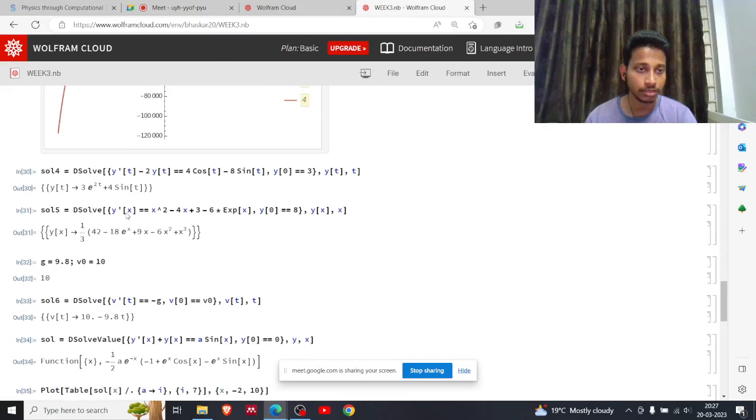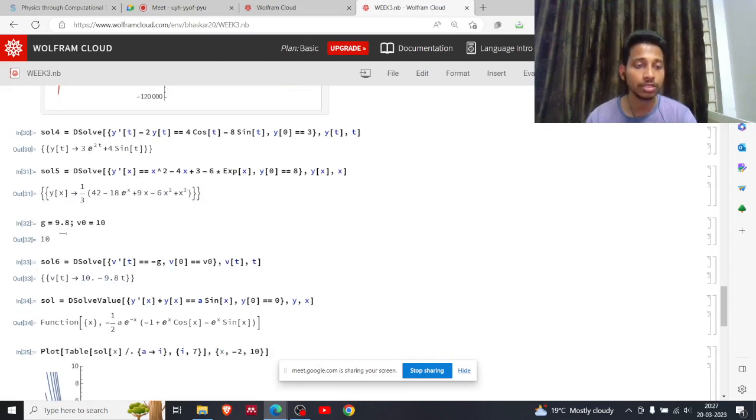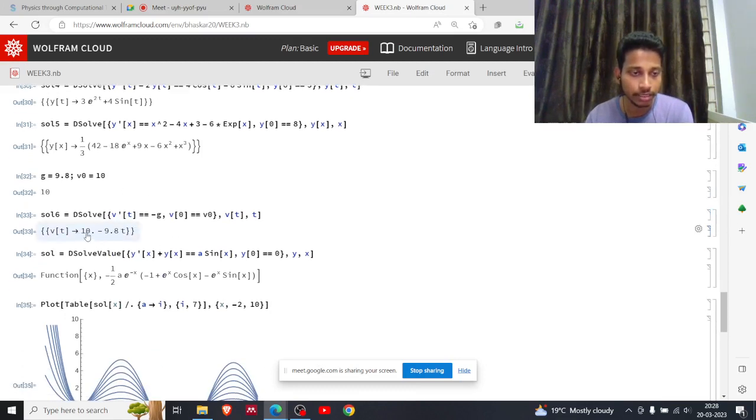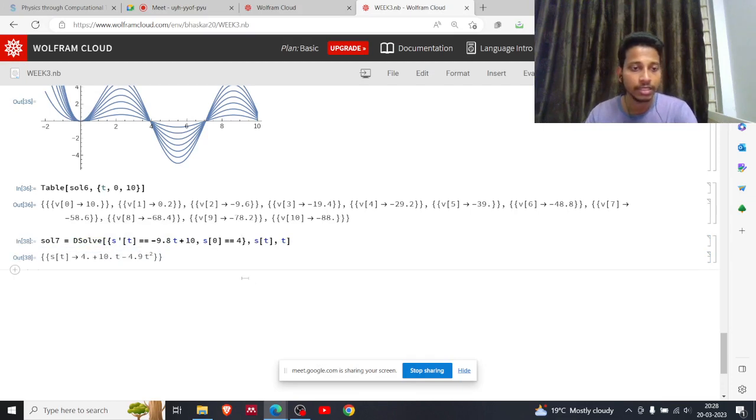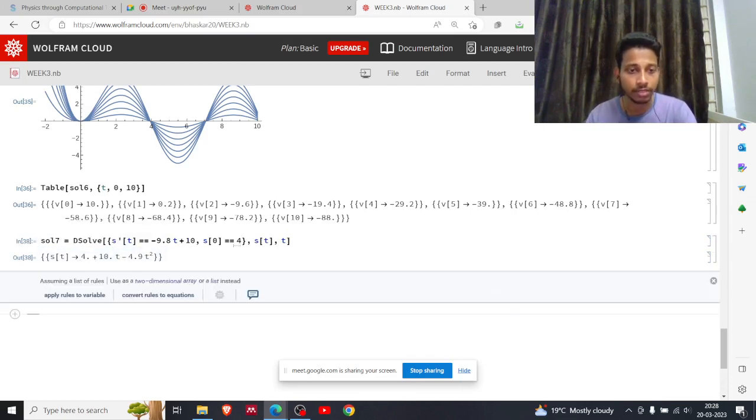So we can see that the problem was that if we have thrown something upward with the initial velocity 10 meter per second, and the acceleration due to gravity is 9.8 meter per second square downward. So the equation of motion is basically the acceleration v'(t) equal to minus g, with the initial value v naught equal to 10. Then we solve that and get the equation 10 minus 9.8 t, and then we again solve the velocity equation and get the displacement, that is 3 plus 10 t minus 4.9 t square. Now we can change it and get a different value.